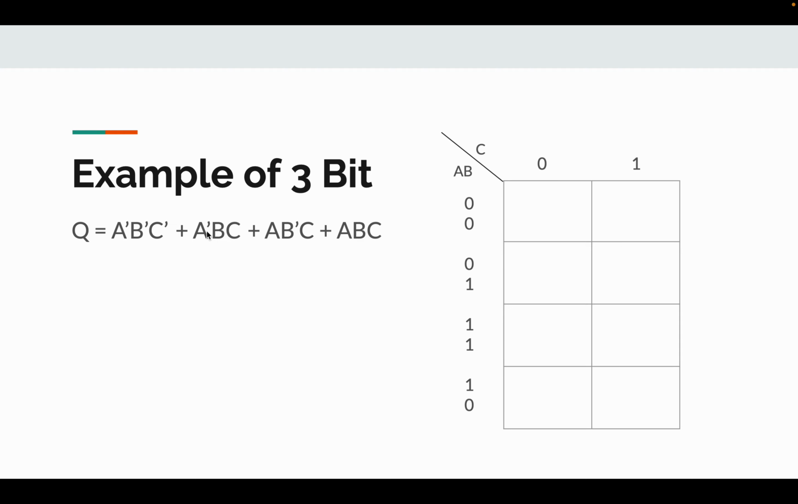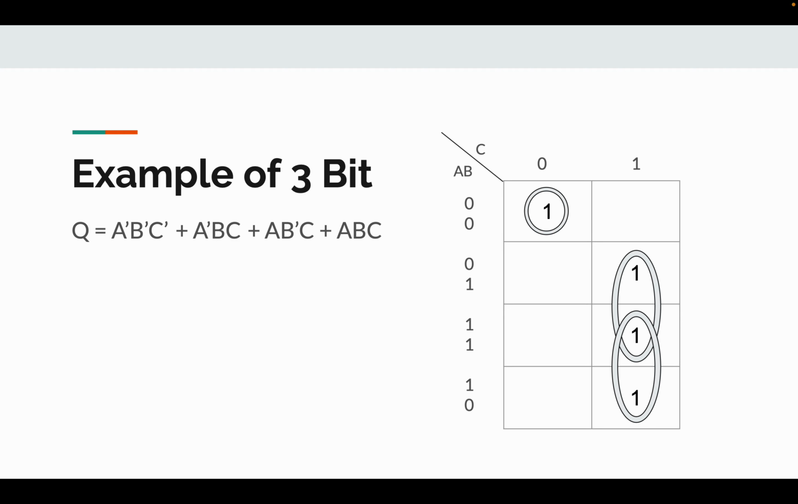So when we look at this map, we can basically plug in some variables. We have A prime B prime C prime, and we will plug it into our 0 cell right over here. For A prime B prime C prime over here, A prime BC over here, ABC right there. It will be like this. And for now, we're going to ignore these spaces because there are no variables that can fit in here.